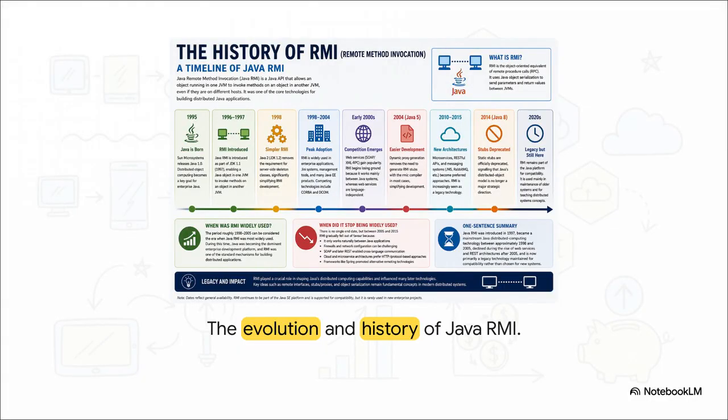The journey of RMI is pretty incredible. It started as a revolutionary concept in '97, literally letting a Java object in one virtual machine command another object on a totally separate machine. But it hit a massive wall against web services in the early 2000s. Why? Because it basically only worked smoothly if both sides were running Java applications.